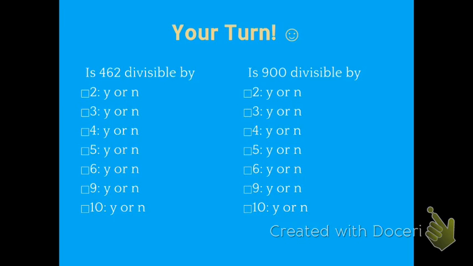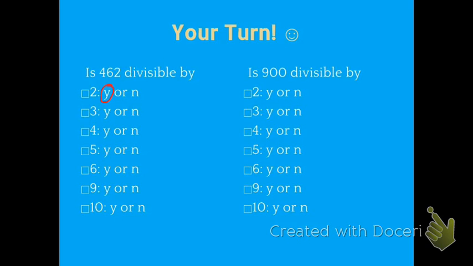The rule for deciding if 2 goes into a number is what? Let's see, I'm going to pick on somebody. Emily, go. If the last number is a 0, 2, 4, 6, or 8. If it's even. So in 462, is the last number even, everybody? Yes. So we know 2 is a yes.